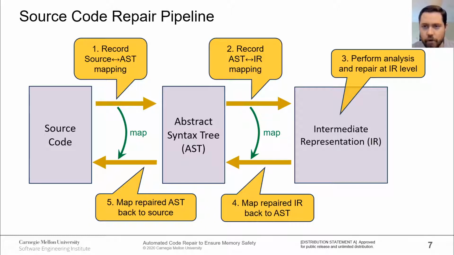In step 3, we perform analysis and repair at the IR level. Then in step 4, we map the repaired IR back to AST, and in step 5, we map the repaired AST back to source. So if an AST node is unmodified, then we simply reuse the existing source code text. Of course, if an AST node is modified, then we have to regenerate source code text.